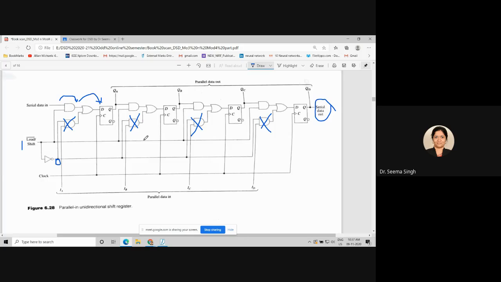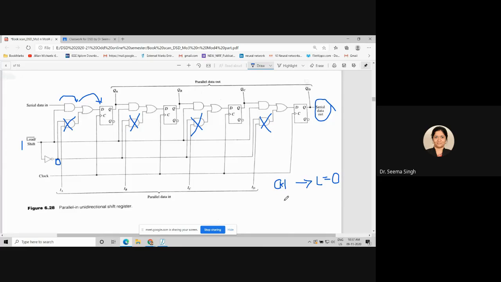I have shown you that. Now what about parallel in, serial out? What will happen? Only for 1 clock cycle, your loading will happen. Only for the first clock cycle, load will be made equal to 0. So in my first clock cycle, all of IA to ID will be loaded here, and it will be available to all the 4 D flip flops.